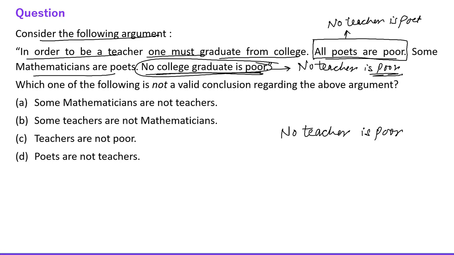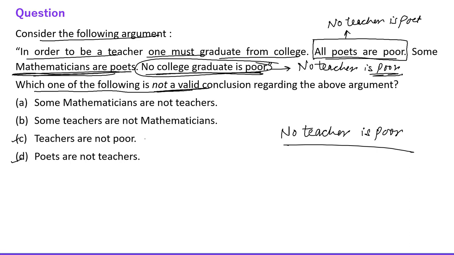Okay. So, what is the question? Which of the following is not a valid conclusion? So, no teacher is poor. Teachers are not poor. It is a valid conclusion. Yes. Poets are not teachers. It is also a valid conclusion. Some mathematicians are not teacher. Obviously, some mathematicians are poet. If some mathematicians are poet, then obviously, some mathematicians are not teacher.